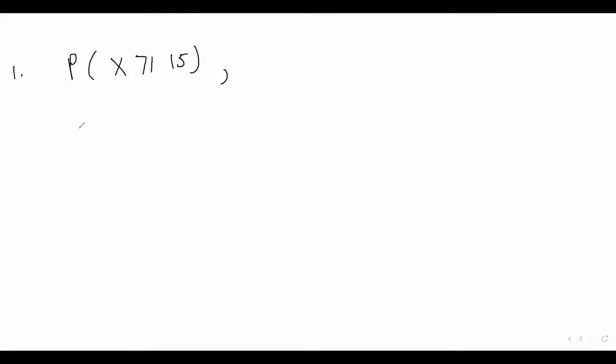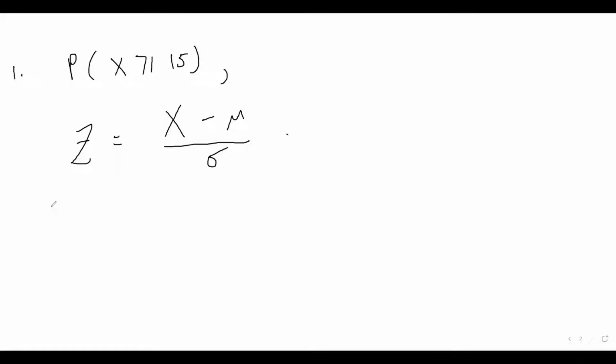Okay, we say z is equal to x minus mu divided by sigma. So this is how we standardize a random variable that follows a normal distribution. In this case, x does follow a normal distribution. So to standardize x, we say z is equal to x minus mu divided by sigma. That's how we standardize x. So how do we apply this formula to evaluate this probability?